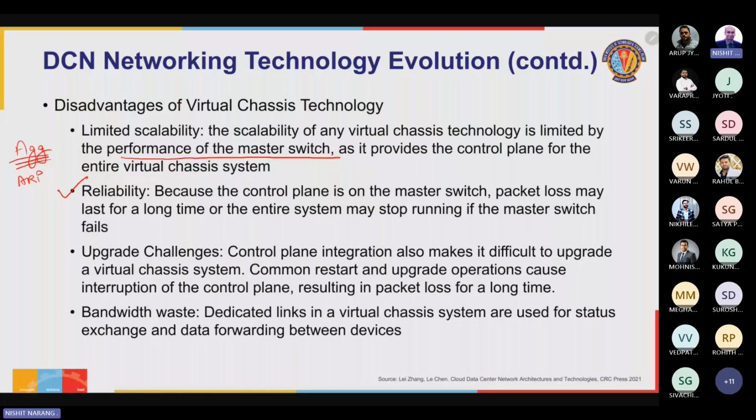Okay, so master switch failures do cause packet losses for an interim period of time until the new standby switch takes over the master role. This reduces the reliability of the network to an extent.